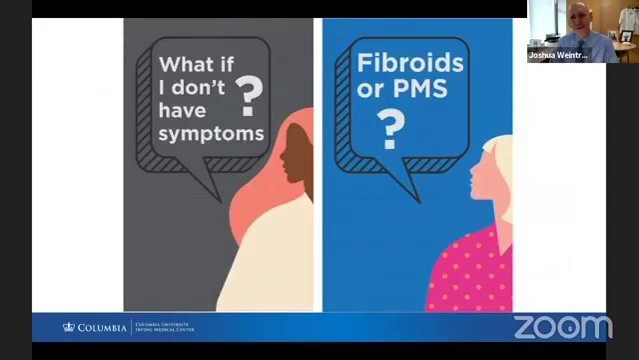So what if I don't have symptoms? You're one of those fortunate patients who really may just have fibroids. You're part of 50% of all women. And obviously, we're not operating on 50% of the female population. But how do we diagnose the fibroids when you have them and make sure that that's the cause?